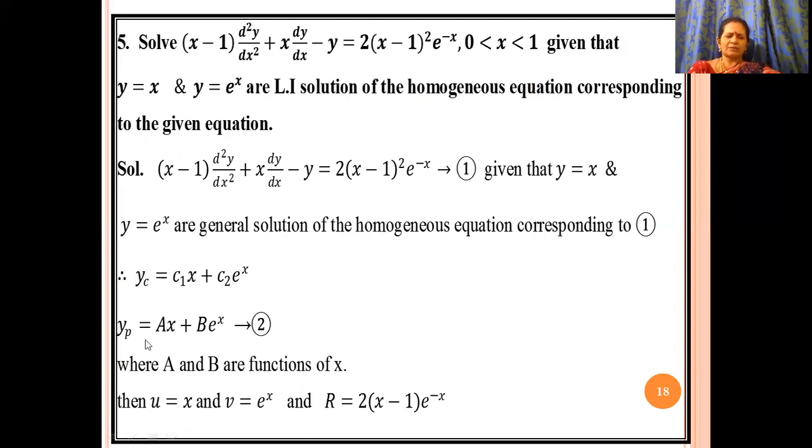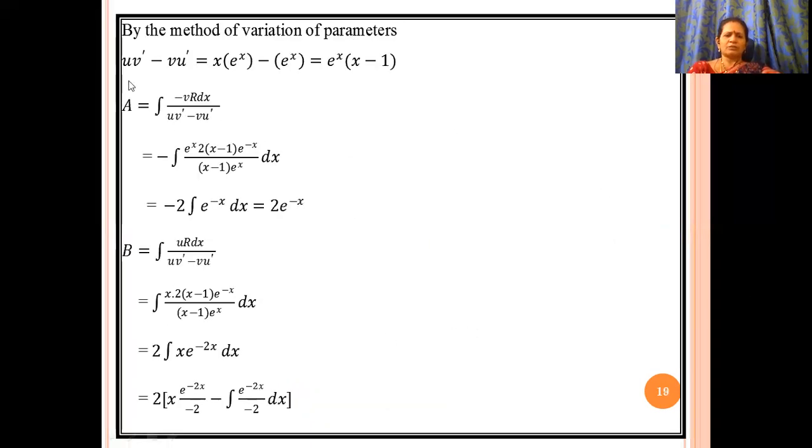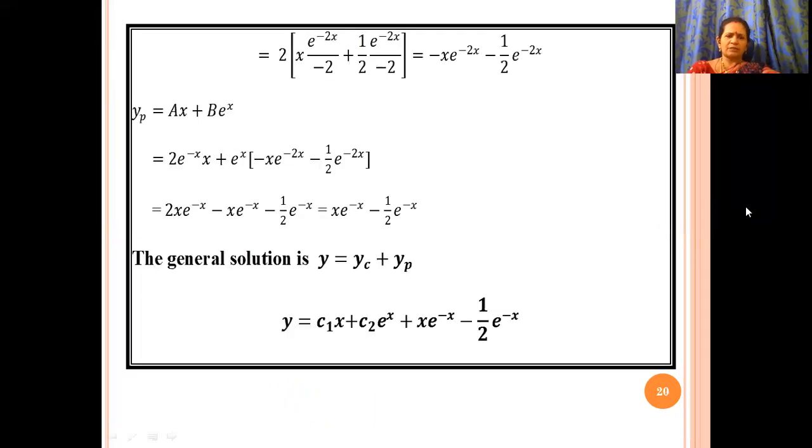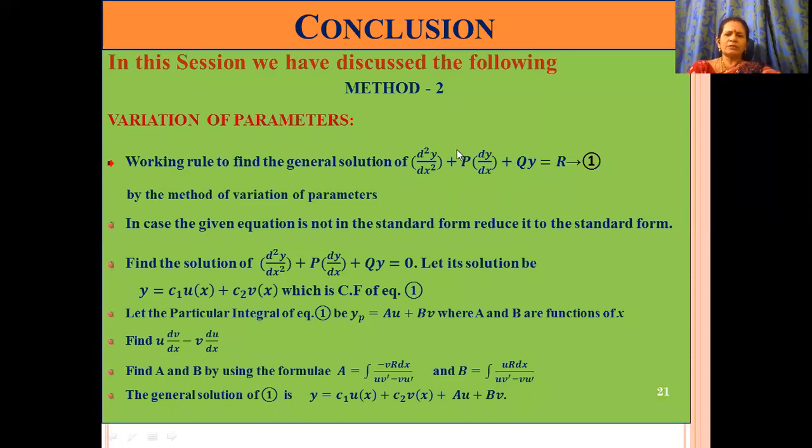Then after getting yc, go to the yp. Then write down u and v by the method of variation of parameters. Find out uv dash minus vu dash. Then you'll get this value. Then find out A and B values. This is the formula for A, this is the formula for B. Then after getting A and B, write down the general solution, yc plus yp. Okay.